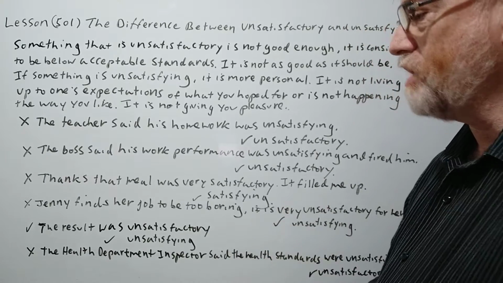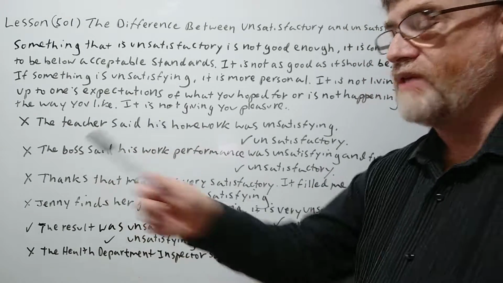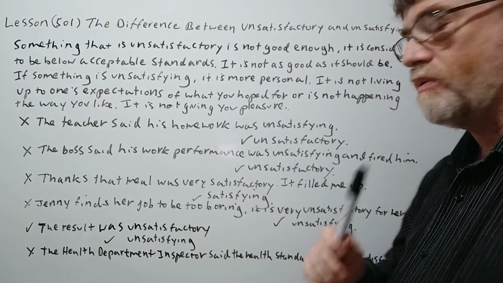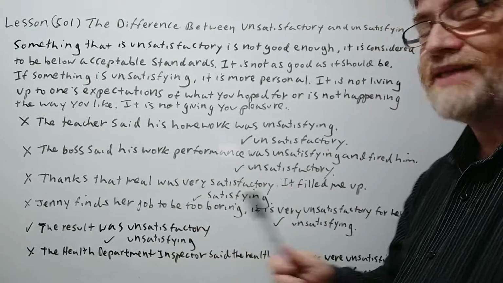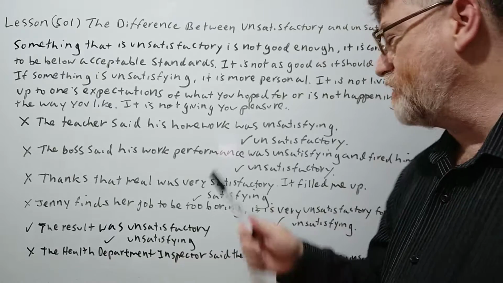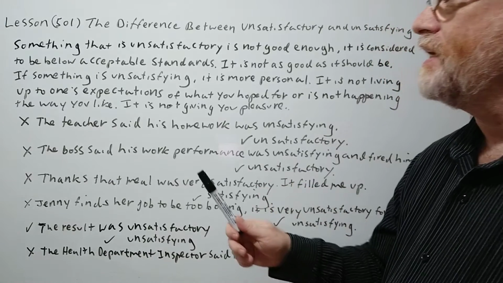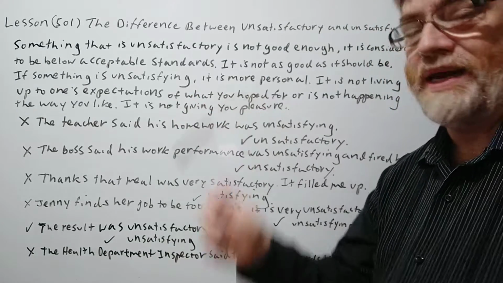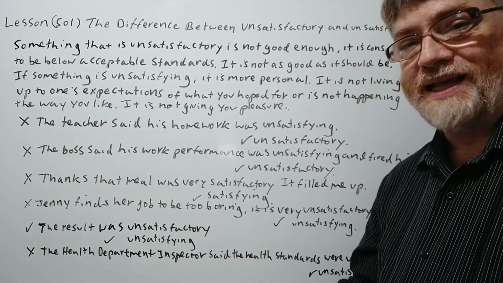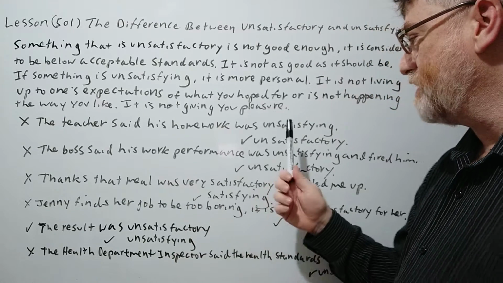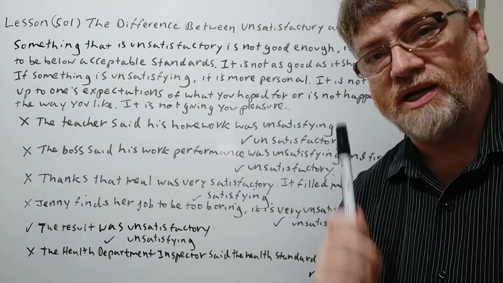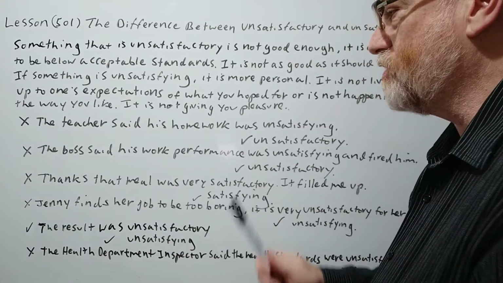All right, let's continue. Remember, a lot of these ones here, if they have the X, that would be wrong. Where the check is, that would be correct. So here's the first one. The teacher said his homework was unsatisfying. No, this one should definitely be unsatisfactory. It was below an acceptable level. It's not like the child's homework should satisfy her or give her pleasure. So, of course, this would not be unsatisfying. This should be unsatisfactory.